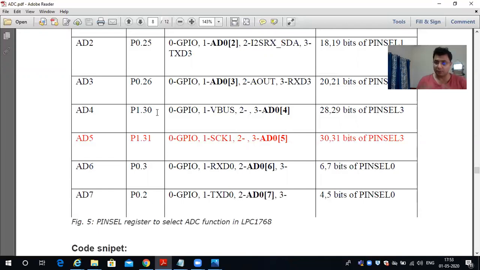That is a simple proportion. In the subsequent phase, we will understand the conversion of that digital value into its equivalent voltage value. So this is about the theoretical aspect pertaining to the ADC module.